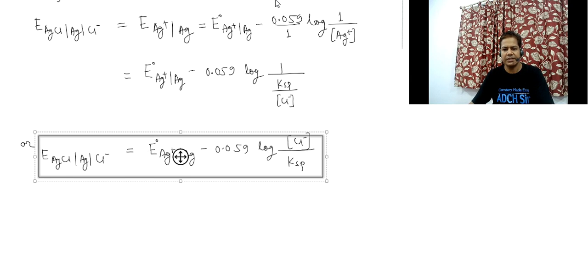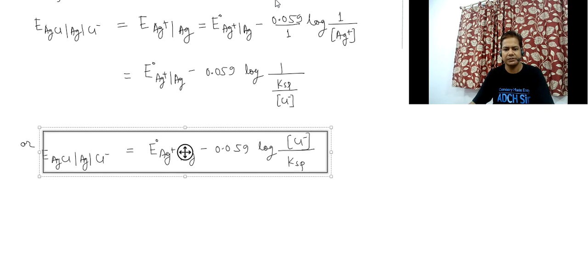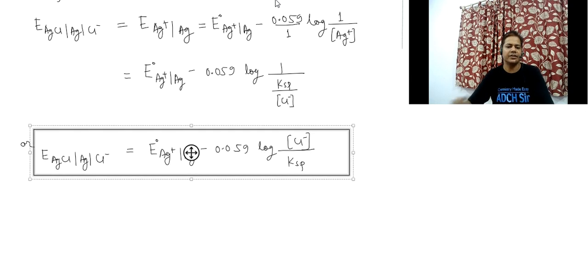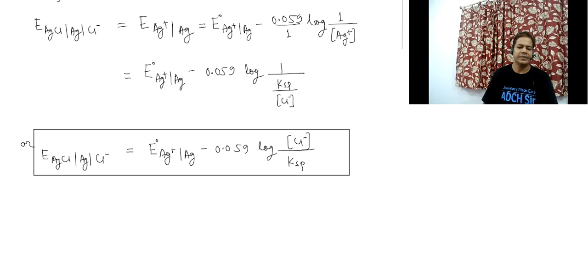So we can use this expression as an important result. E of AgCl to Ag and Cl minus will be equal to E naught of Ag plus to Ag minus 0.059 log of Cl minus upon Ksp. I hope I am clear. If the Ksp value is known, and E naught of Ag plus to Ag is known, we can calculate the E of AgCl to Ag and Cl minus. Now, how to calculate this electrode potential at standard conditions?